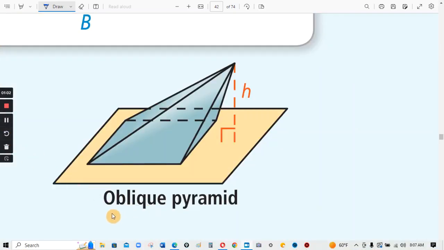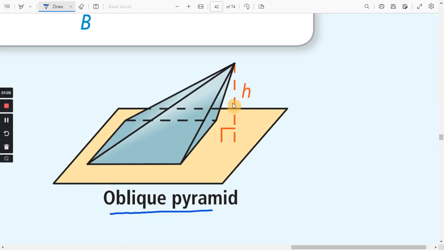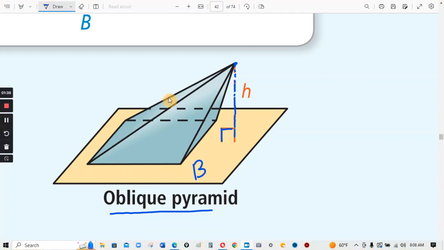So notice even in the oblique pyramid, in which the pyramid is leaning to the side, the height is still this distance, the perpendicular distance to the base. So again, it starts at a vertex, and it is the perpendicular distance to the base. This part shaded in orange is still the base B, and the height runs outside the pyramid. In the case of the oblique pyramid, if it's leaning far enough, the height will be outside of the pyramid, but it's still perpendicular to the base.